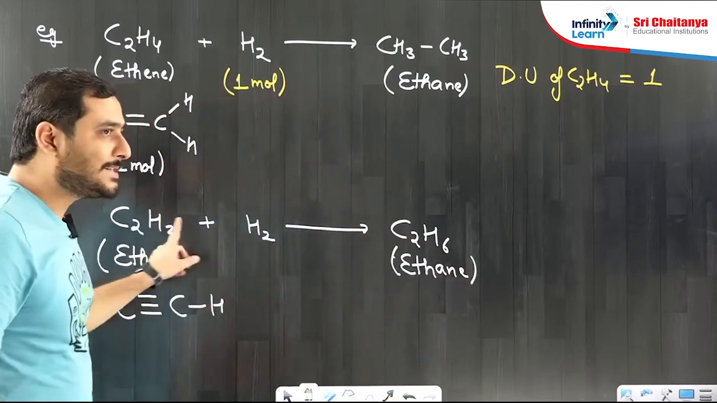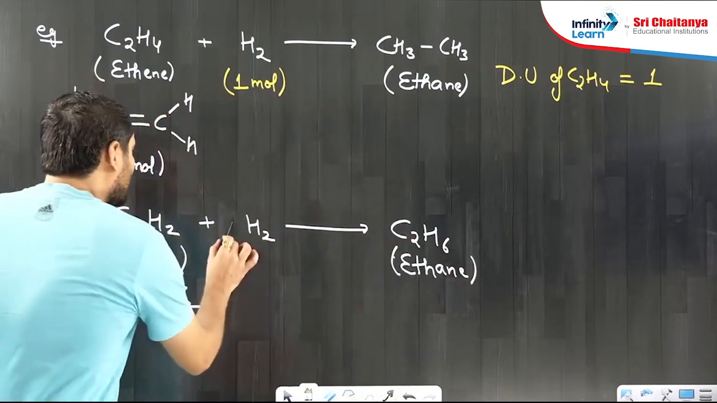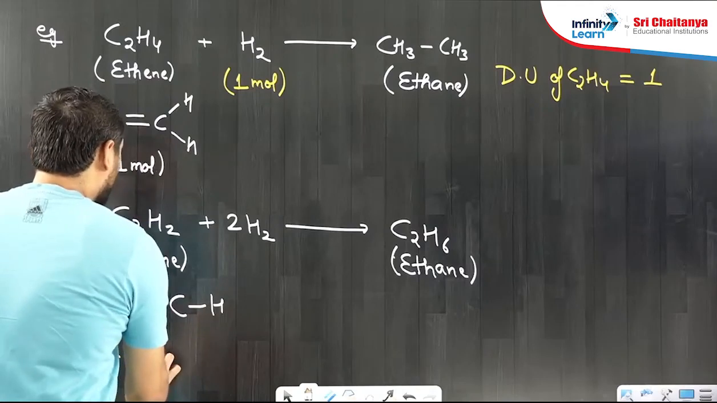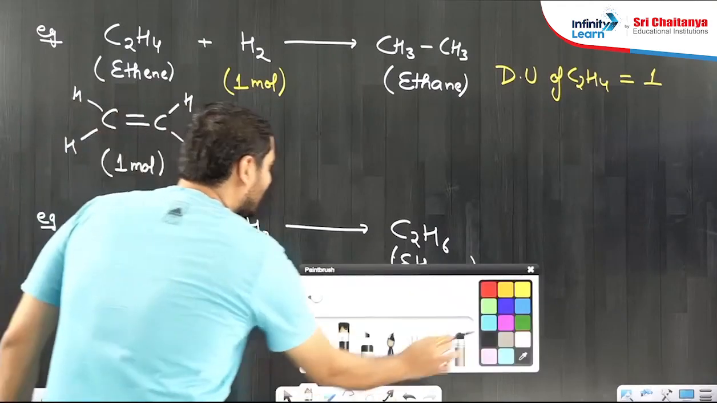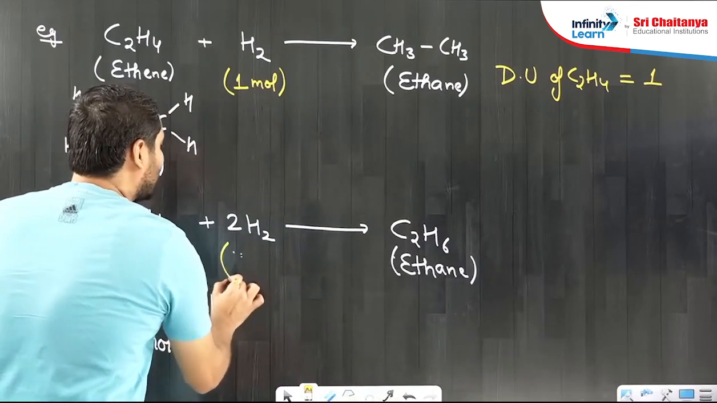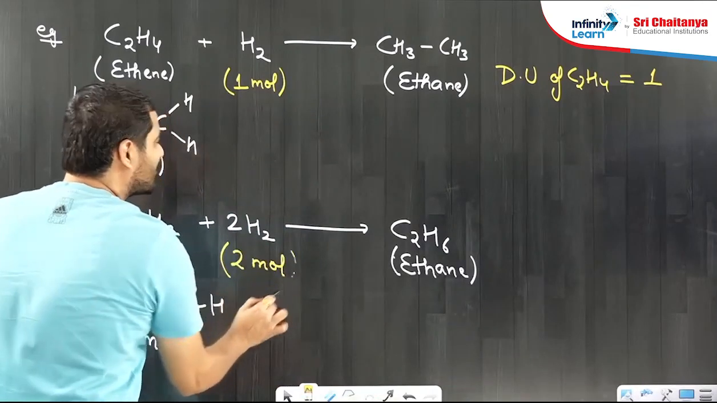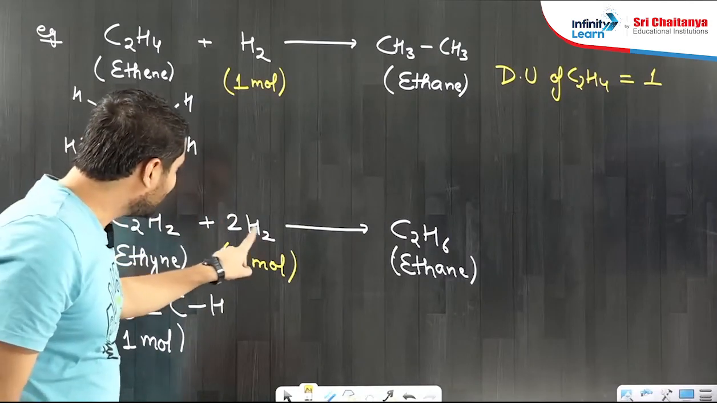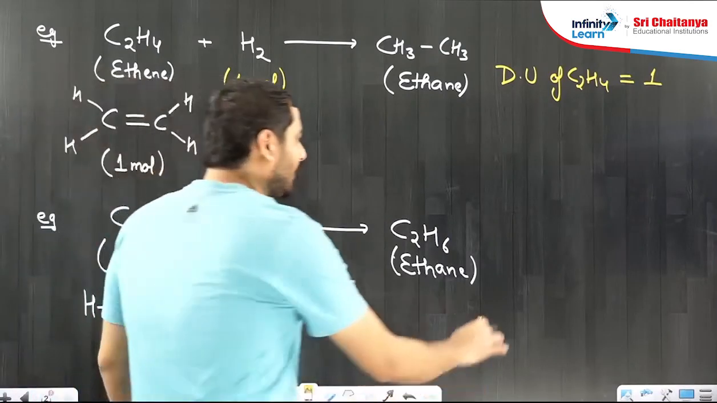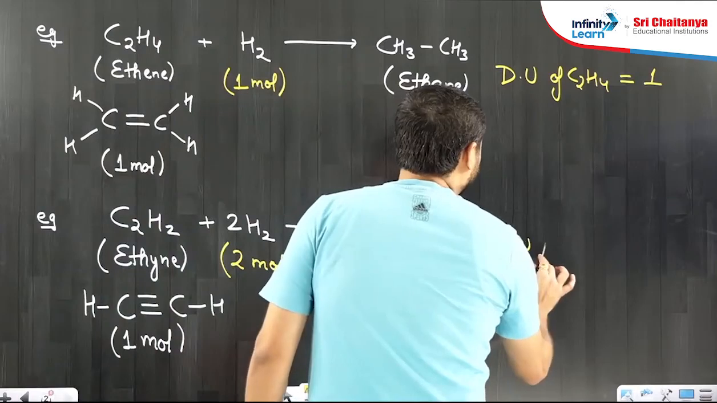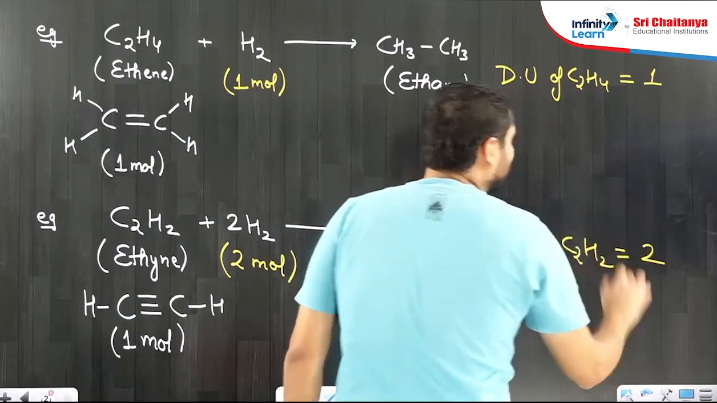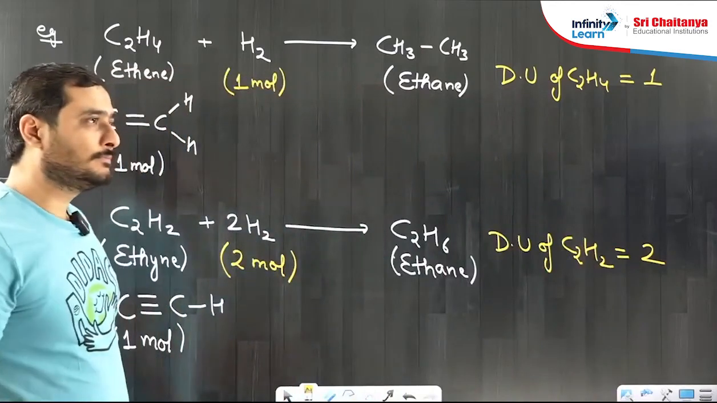Now if we balance this reaction, how many moles of hydrogen are required? 2 moles. So if we take 1 mole of ethyne, how many moles of hydrogen are required? From stoichiometry we can see 2 moles of hydrogen are required. For 1 mole of C2H2, 2 moles. So what we can say is the degree of unsaturation of C2H2 is 2.